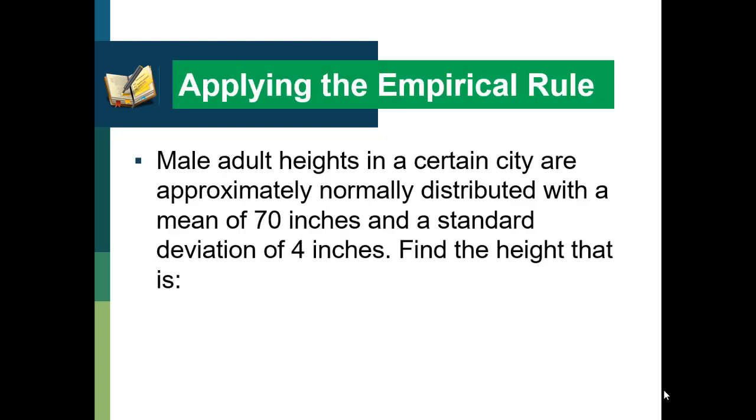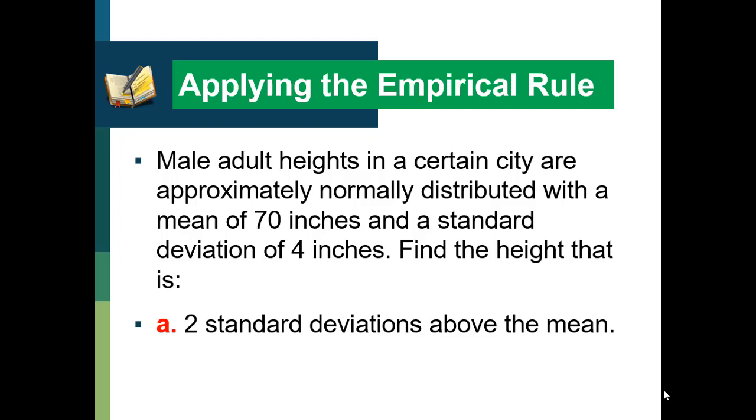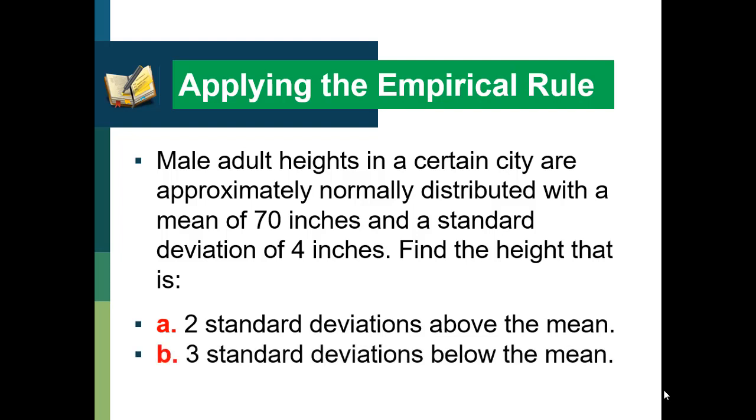To continue, let's apply the empirical rule. For example, we have this problem. Male adult heights in a certain city are approximately normally distributed with a mean of 70 inches and a standard deviation of 4 inches. Find the height that is 2 standard deviations above the mean and 3 standard deviations below the mean. In our given, our mean is 70 inches and our standard deviation is 4 inches. So let's answer these 2 questions together.